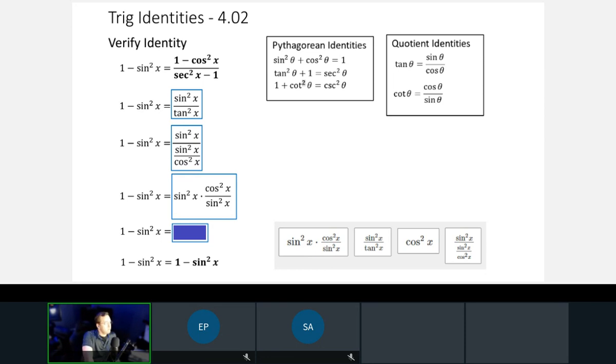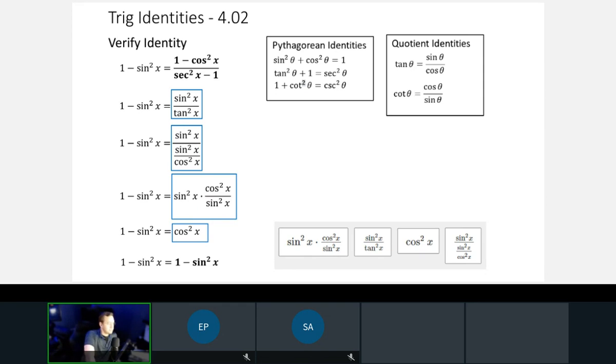Then from here, we can cancel out, look, sine squared and sine squared. So you are left with cosine squared all by lonesome. And hey, that's one of the choices. That's good. That is good.